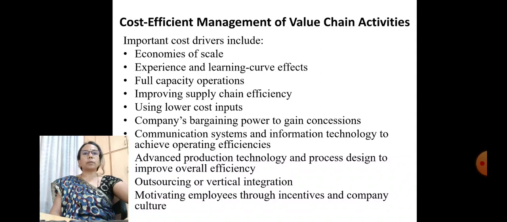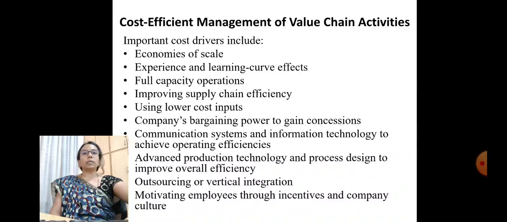Process innovation approaches such as business process management, business process re-engineering, and total quality management aim to coordinate improved production activity and quality. The next cost driver is outsourcing or vertical integration. Outsourcing the performance of certain value chain activities can be more economical than performing them in-house. There can be times when integrating the activities of suppliers or distribution channels can lower costs.